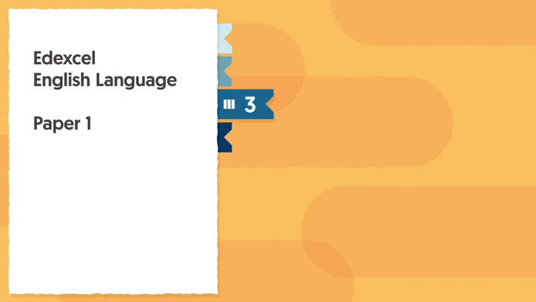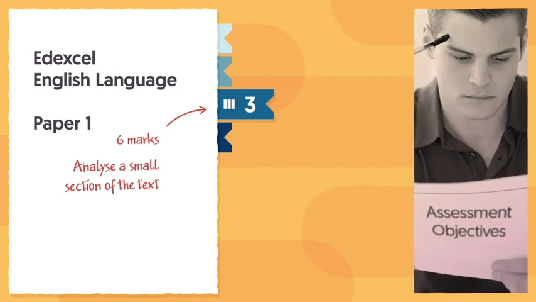In this video, we'll talk you through how to approach Edexcel English Language, Paper 1, Question 3. This question is worth 6 marks and asks you to analyse a small section of the text. Remember, before you even get to the exam room, it's a really good idea to revise which assessment objective each question examines, so you know how best to answer.